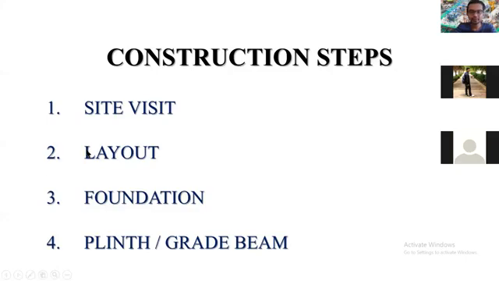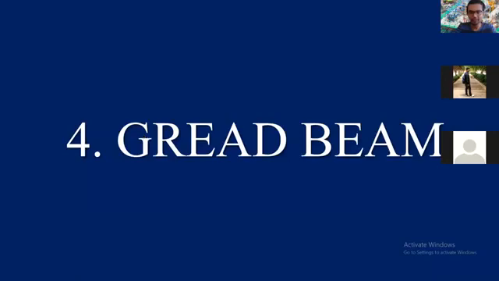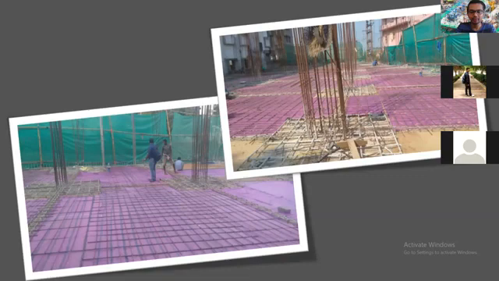So this was our construction steps, and then after the foundation we have our grade beam. The spelling is incorrect, it will be GRADE. So basically the grade beam, as you can see here, connects your two pile caps together, and this is basically the level at which the basement will be given.